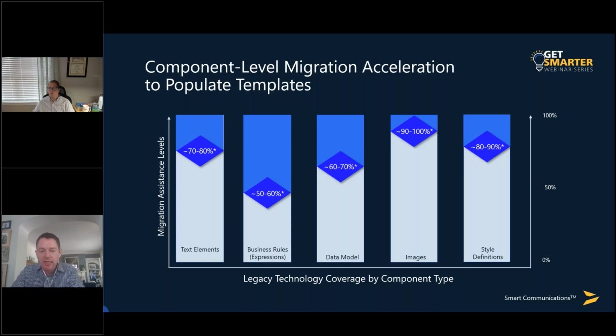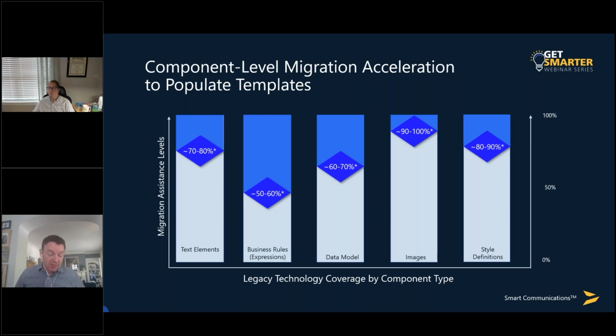If you look at the component level efficacy of these utilities, when you think about what makes up a template, those components, these utilities have different levels of effectiveness. Text elements or images are fairly high efficiency components that can be automated. You can see some of the benchmarking that we've done internally around how effective these utilities are, 70 to 80 to 90 to 100% based on text and images.